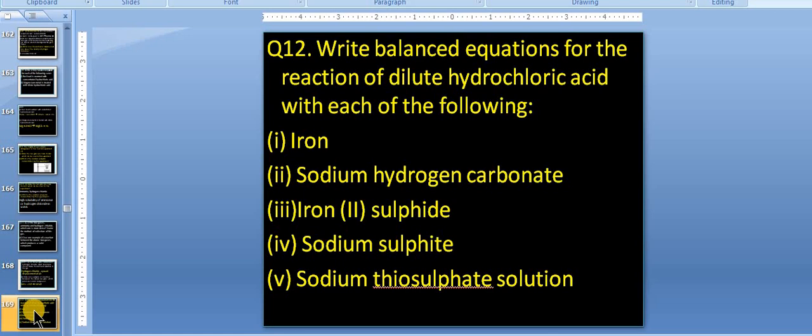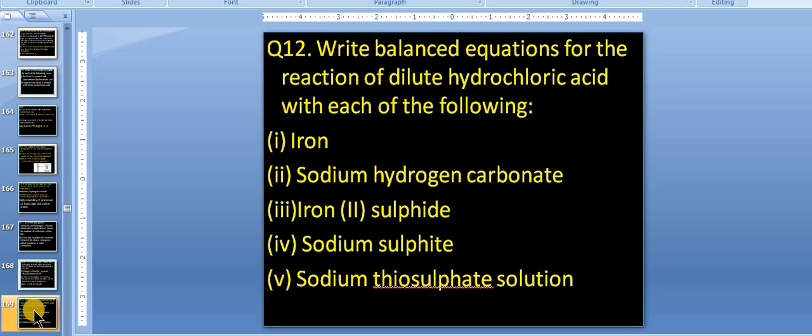Can you please write which gas will be evolved? Hydrogen. Yes, hydrogen. Second reaction, sodium bicarbonate. Which gas and byproducts would be there? What would be the byproducts? Carbon dioxide and water. Carbon dioxide and water. Third, tell me, ferrous sulfide, what would be the byproduct?